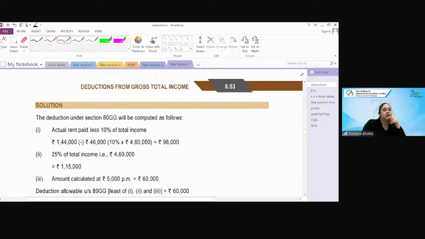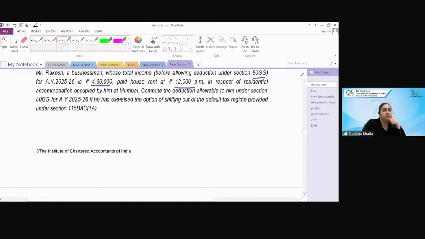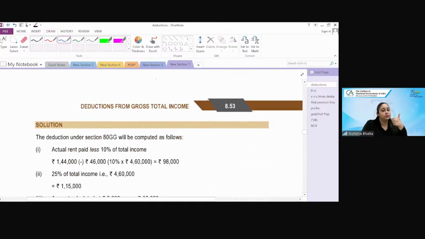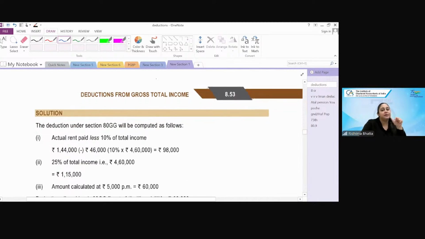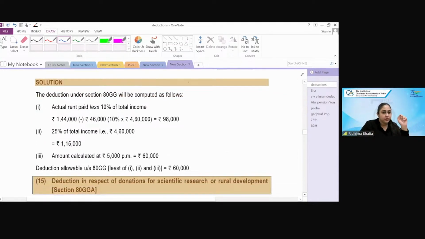Simple sum. What is the actual rent? We have been given actual rent is 12,000 per month, making it 1,44,000 per annum, minus 10% of gross total income, which is already given to you in the question. 98,000. 25% of gross total income adjusted comes to 1,15,000 and 5,000 per month comes to 60,000. So the maximum deduction allowed here would be 60,000. Simple.